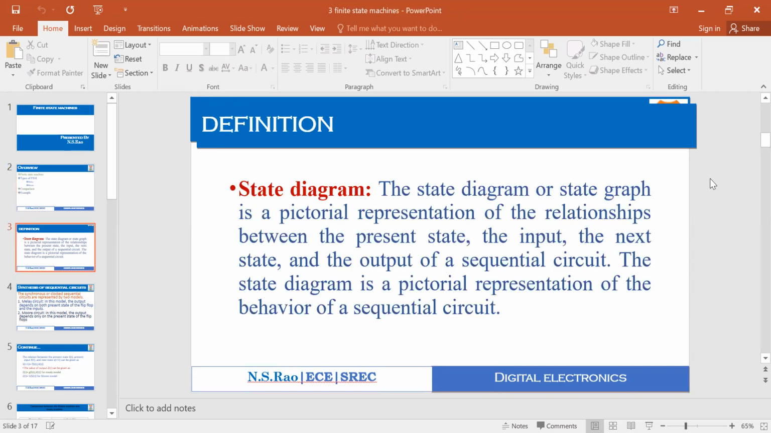First of all, define the state diagram. The state diagram or state graph is the pictorial representation of relations between the present state, input, and next state. And it also has some output value. So mainly we have taken the input state and output state here. Sometimes the output value depends upon the input state value and input values here.